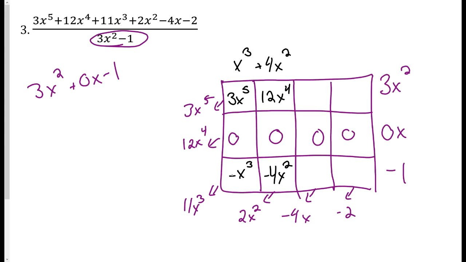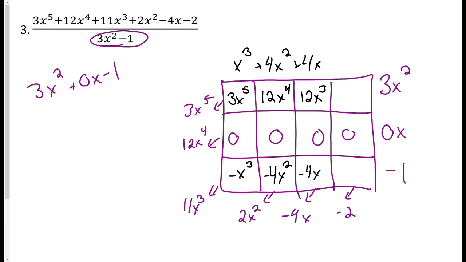What plus negative x cubed gives me 11x cubed? I need 11x cubed, and I have a negative 1x cubed. So that needs to be 12x cubed, because when I add those together, I get 11x cubed. What times 3x squared gives me 12x cubed? Plus 4x. Multiply through. Move over to the next open box in the top row.